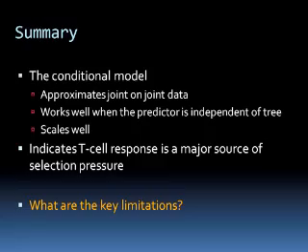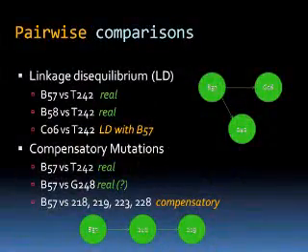So in summary, the conditional model allows us to approximate the joint, even on joint data. And as we'll see in a second, it actually scales well. So we're going to focus on that model from here on out. What are the key limitations? Well, as I've been alluding to, the pairwise comparisons are really the problem here. So there are 2 major sources of problems with the pairwise comparisons in this domain.